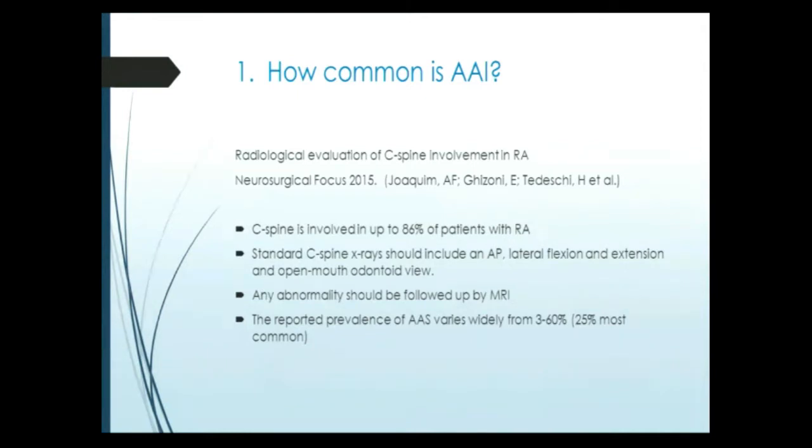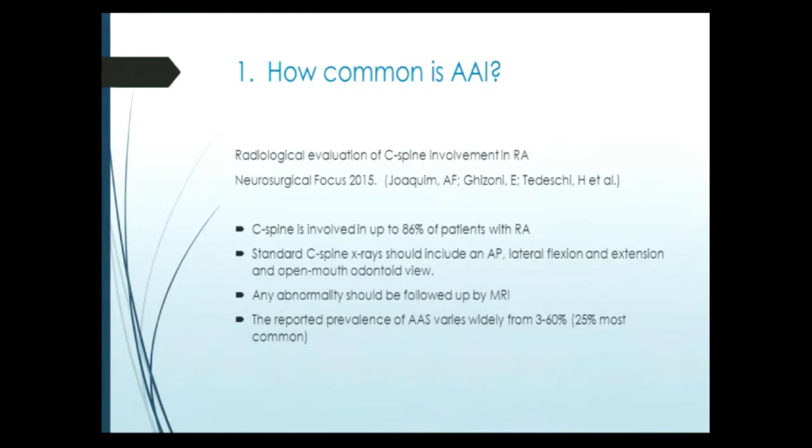Any abnormality should be followed up by an MRI. And that's just because this is a ligamentous instability, so we're seeing some abnormality with the bones, but it's not really showing the full picture of what's happening. So if there's an abnormality, it should be followed up by an MRI.